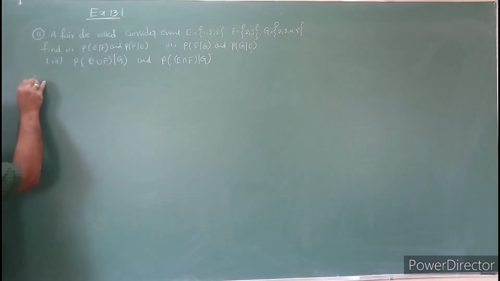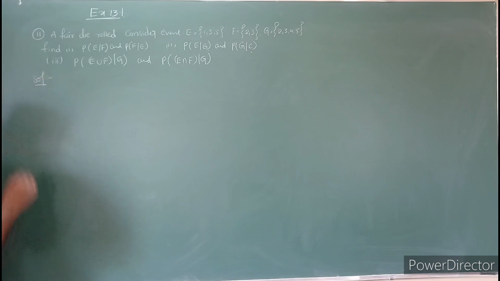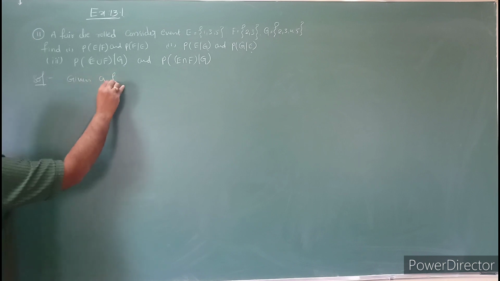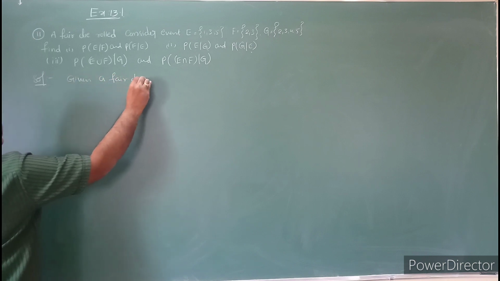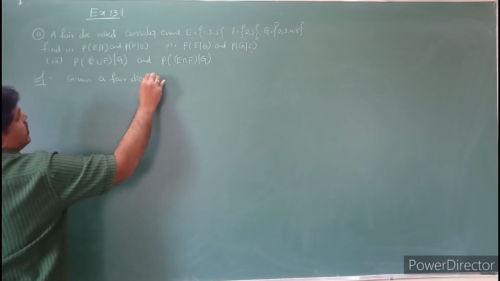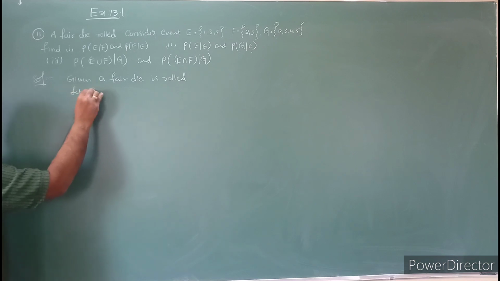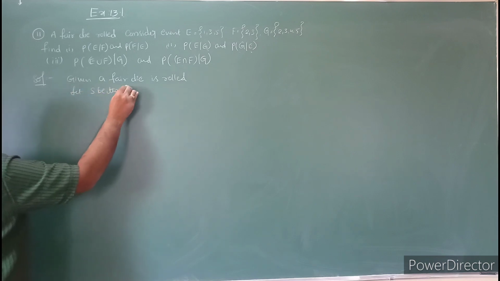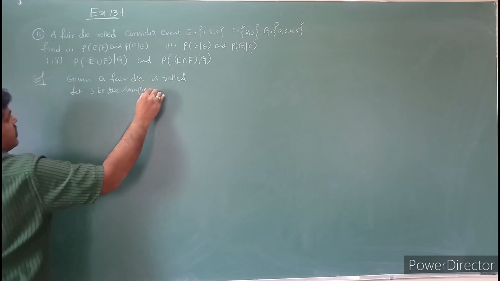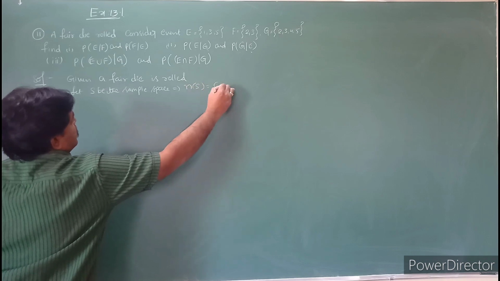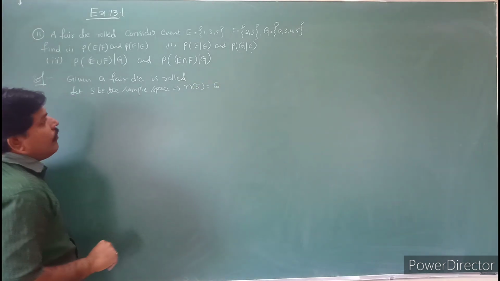So see how to solve these conditions. See the solution. First, I will take the given: a fair die is rolled. Let S be the sample space. That implies N of S is equal to 6. So if you roll the die, you will get only 6 outcomes.